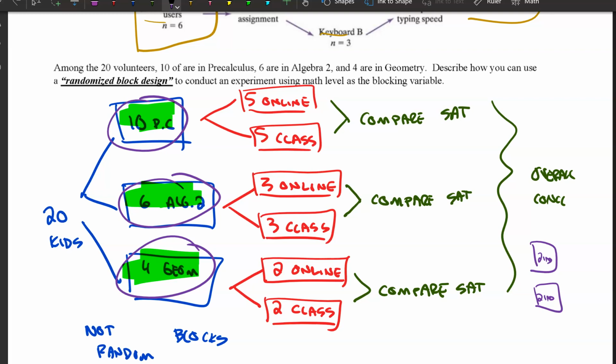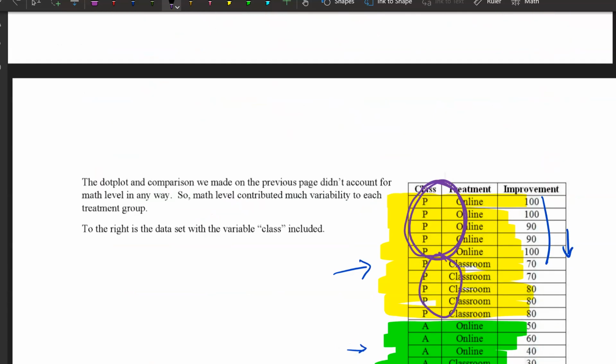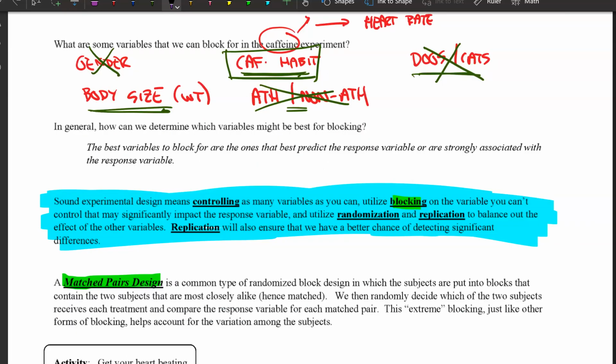it really reduces all of the variables that you could possibly have, even the variables that we previously said we couldn't control, like these pre-cal kids. Well, we take maybe the top two kids, the two kids with the highest grades, or maybe we could do it by gender. We somehow try to match the kids so the two kids in the block are the most alike, and then just compare the online to the class for that individual and for this group of kids and these two pairs of kids. That's how a matched pairs design kind of works.